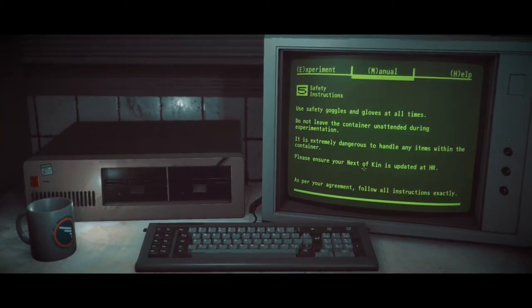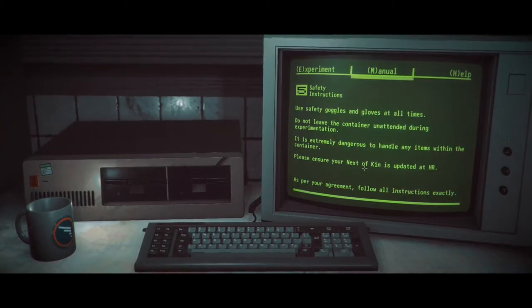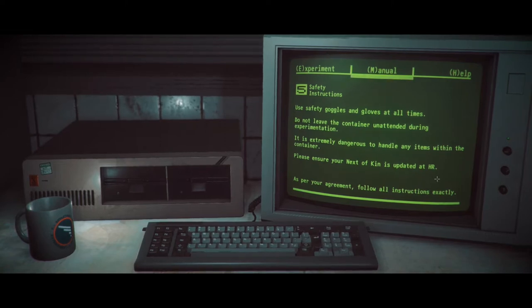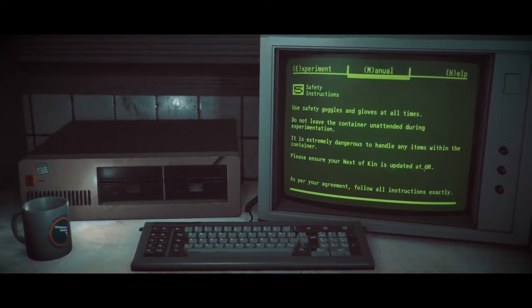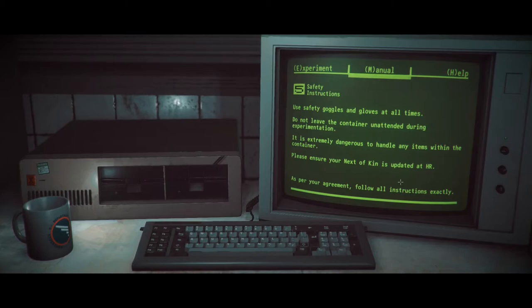Let's look at the safety instructions first. Safety goggles and gloves at all times. Do not leave the container unattended during experiment. It is extremely dangerous to handle any items within the container. Please ensure your next of kin is updated at HR. As per agreement, follow all the instructions exactly.